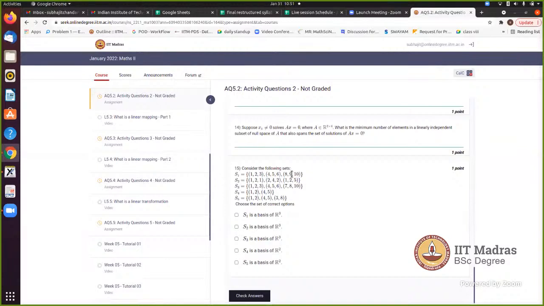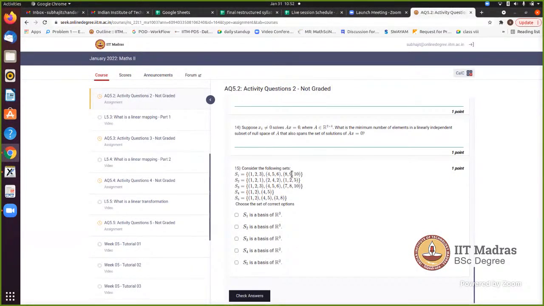So how should we approach this? It's a 2 cross 4 matrix, so the maximum rank can be 2. Exactly. So rank plus nullity equals 4, and the minimum can be 2 only. And what does this first one mean?